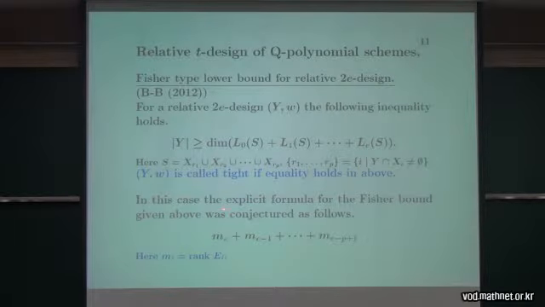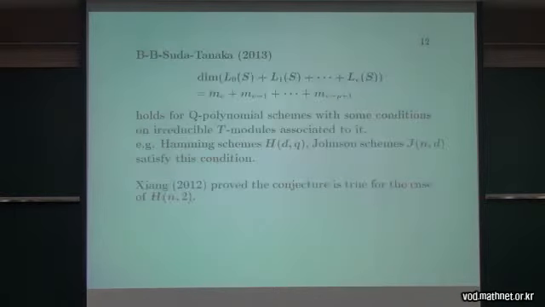In this case, the explicit formula for the right-hand side was conjectured as this number. These are the ranks of E_i. As for this one, in joint work with Suda and Tanaka, we can prove this equality for Q-polynomial schemes with some conditions on the irreducible modules associated to it.